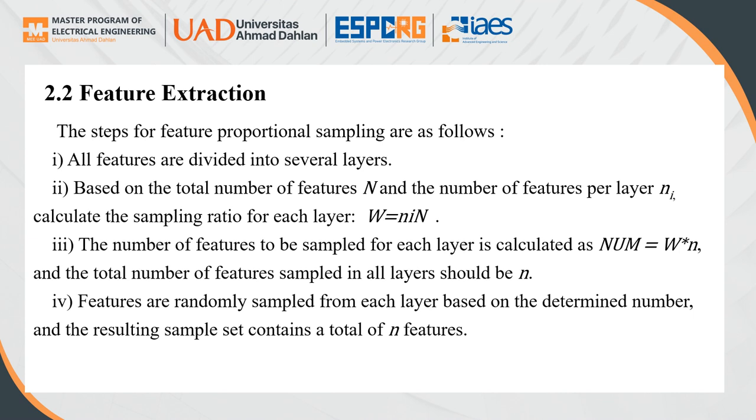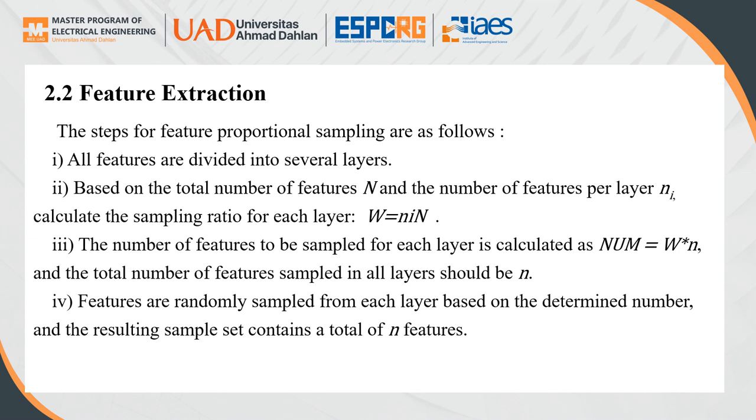The steps for feature proportion sampling are as follows. 1. All features are divided into several layers. 2. Based on the total number of features n and the number of features per layer ni, calculate the sampling ratio for each layer. 3. The number of features to be sampled for each layer is calculated accordingly, and the total number of the feature samples in all layers should be n.